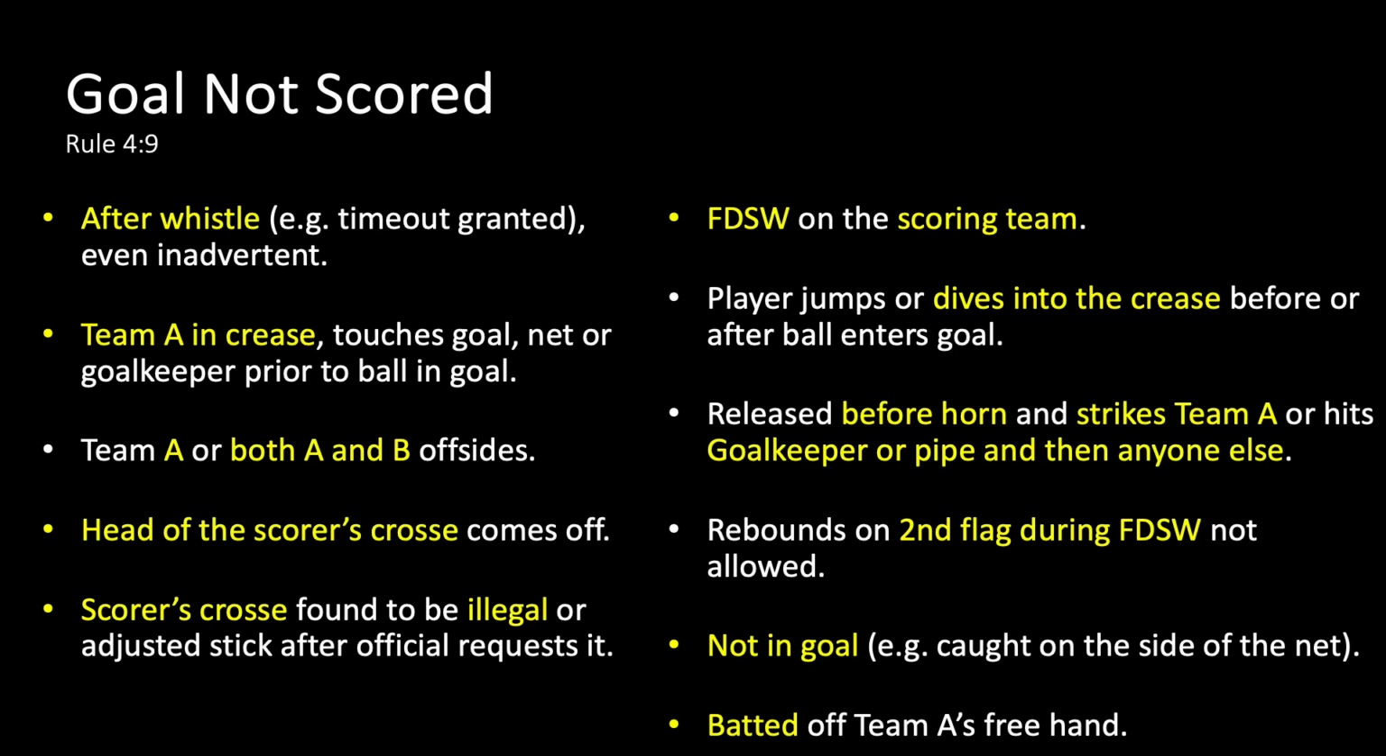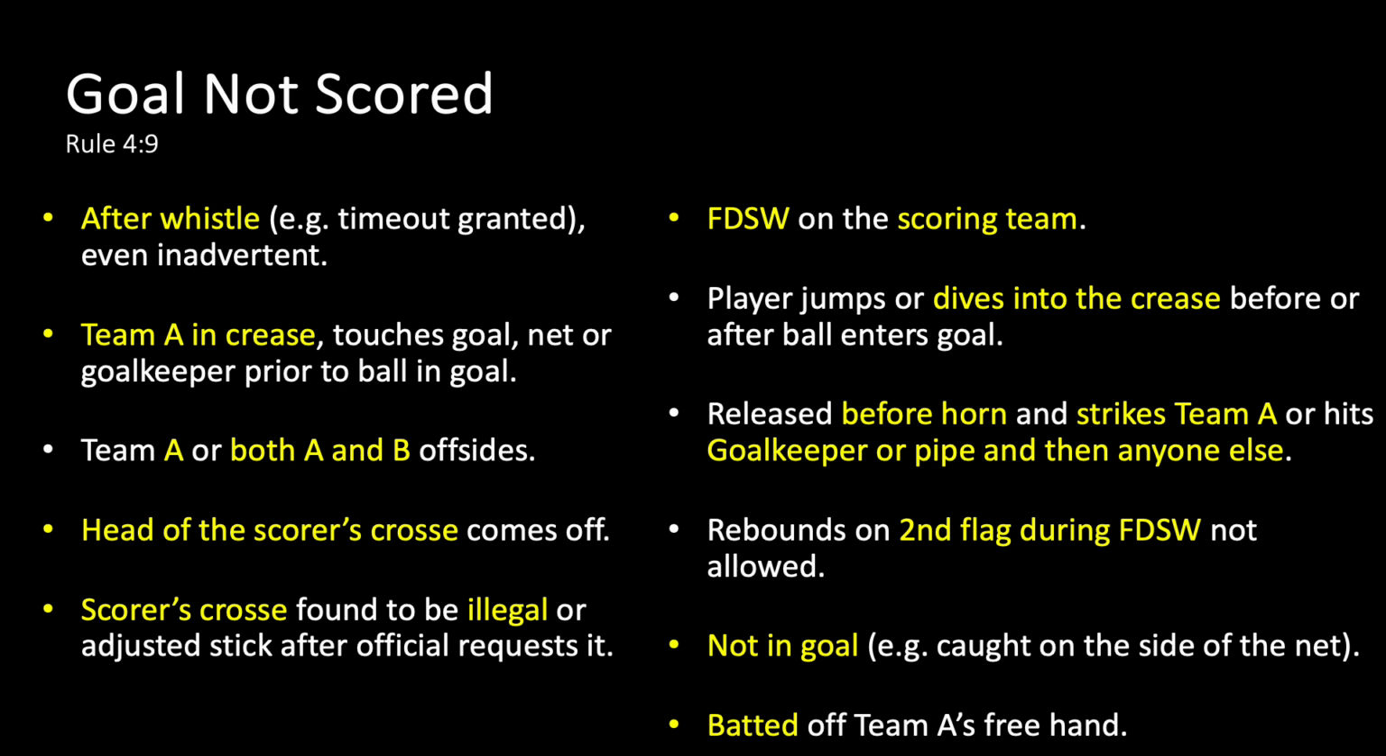Goal not scored: after a whistle, you grant a timeout. You have an inadvertent whistle, can't score. Team A in the crease, can't touch the goal, net, or goalkeeper prior to the ball being in the goal. Team A or both A and B teams are offsides. The head of the shooter's cross comes off. We're going to see some weird video later on today that talks about breaking crosses, but it's the head of the shooter's cross that comes off, because then essentially the goalie has the head of the cross coming at him and a ball. That can get very disconcerting, right?